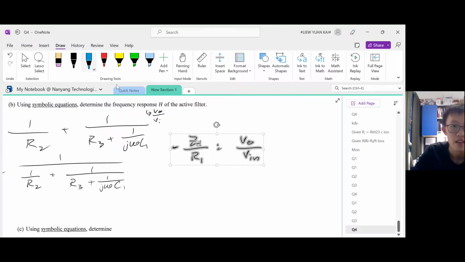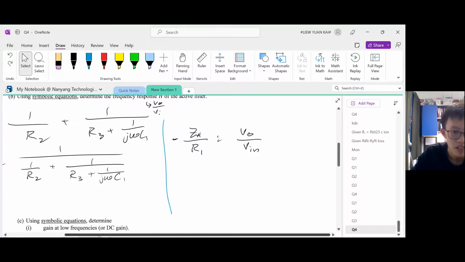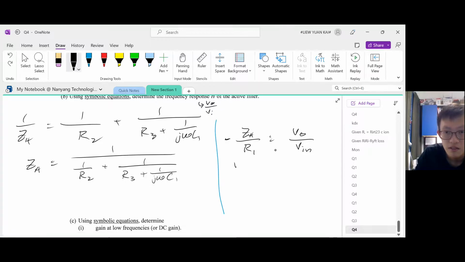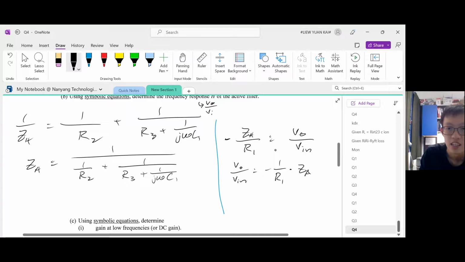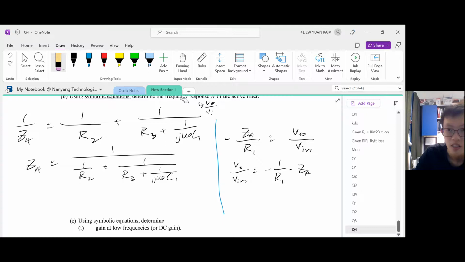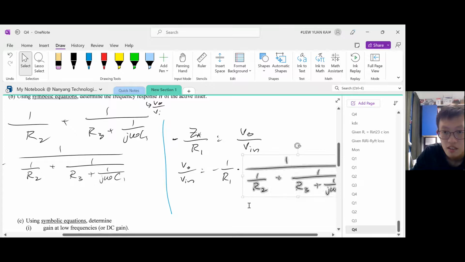Now let us get back to this relation. So we have found that the frequency response is given by this. So now let us substitute our ZA, our beautiful ZA, meaning this, into the equation of the frequency response. So our frequency response, V out over V in, is the same as negative 1 over R1 multiplied by ZA, correct? I just bring this ZA down here. That's why it's like this. Then I'm going to replace this ZA with this expression.